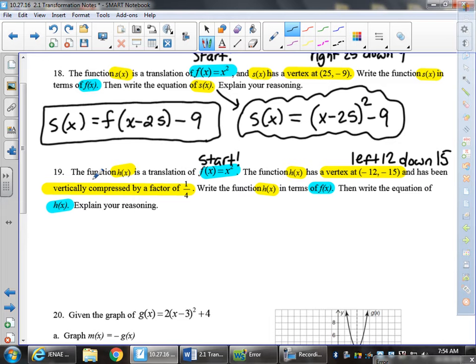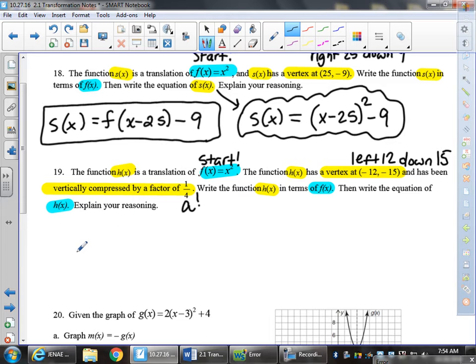Now put your hands side by side. How would I represent this, but now starting here? What are your hands doing? Go out. So if you talk horizontal direction, vertical compression is the same as horizontal stretch. So what is this a value for? Think about vertex form. What is this a value for? A. Very good. That's a value for A.